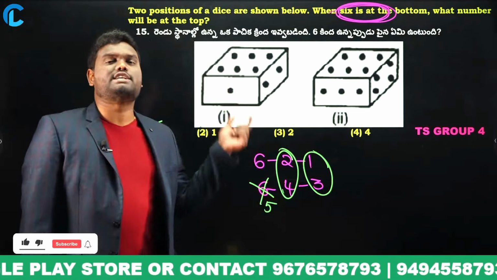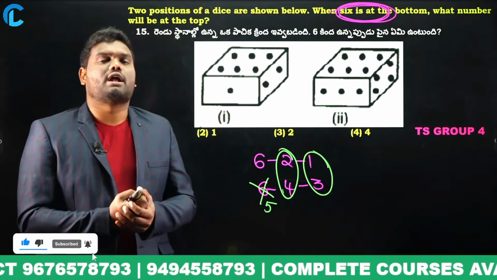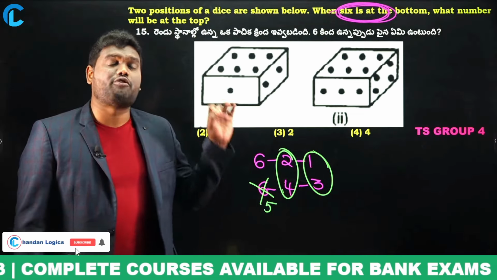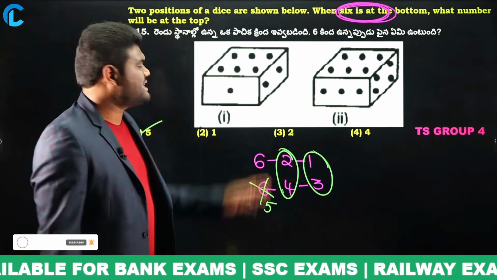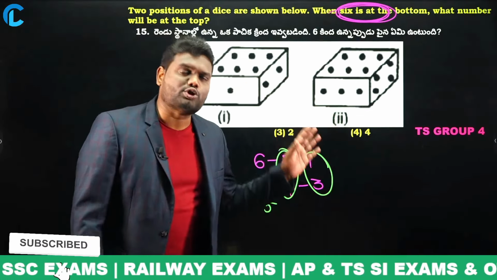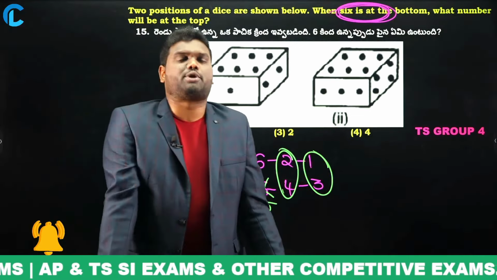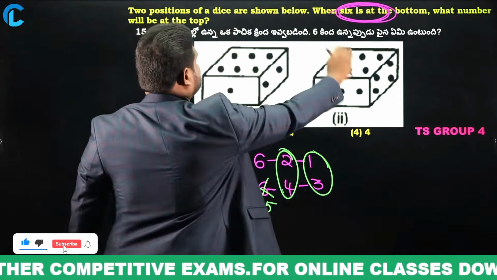Here 6 dots is common. Then how many dots are not visible? 5 dots surface is not visible. Yes or no? The reason is 6 is common in both of these. Whenever 6 is common in both of these, the opposite surface should not be visible according to the concept of dice.